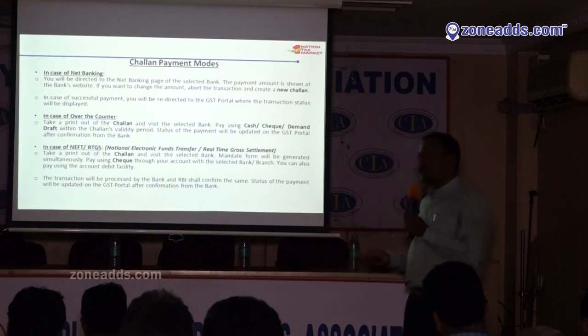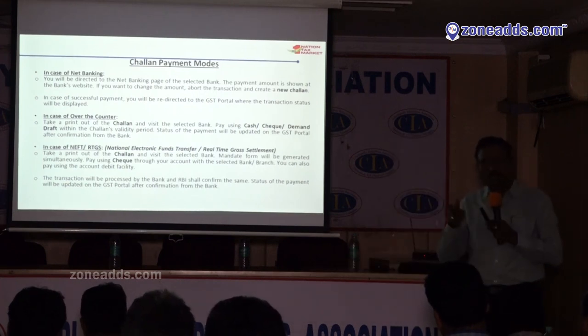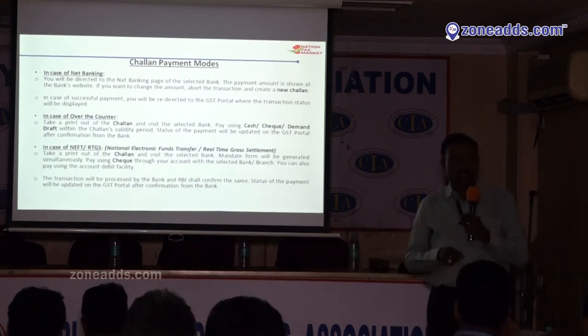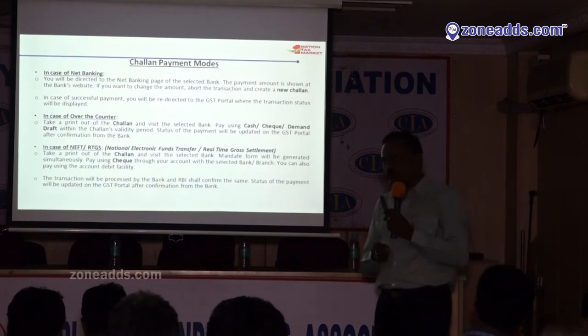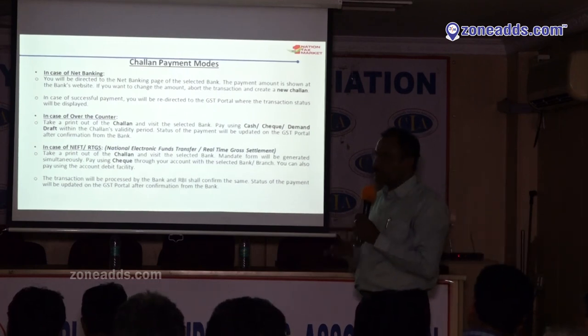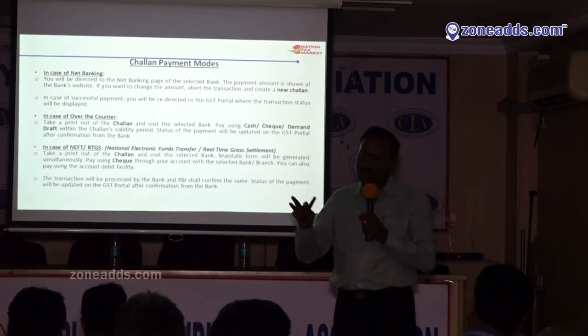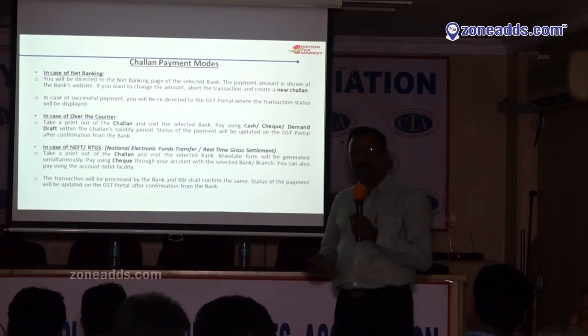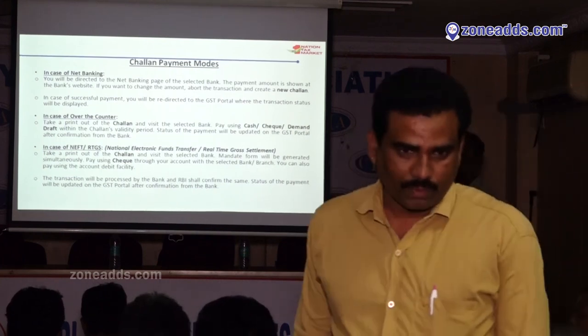In case of NEFT and RTGS, you have to take a printout of the challan. Along with the challan, it will also generate a mandate form. You also have to take a printout of that form, and take both forms to the bank. You give the cheque, and they will send it to the RBI. Once RBI accepts, your cash ledger will be populated.